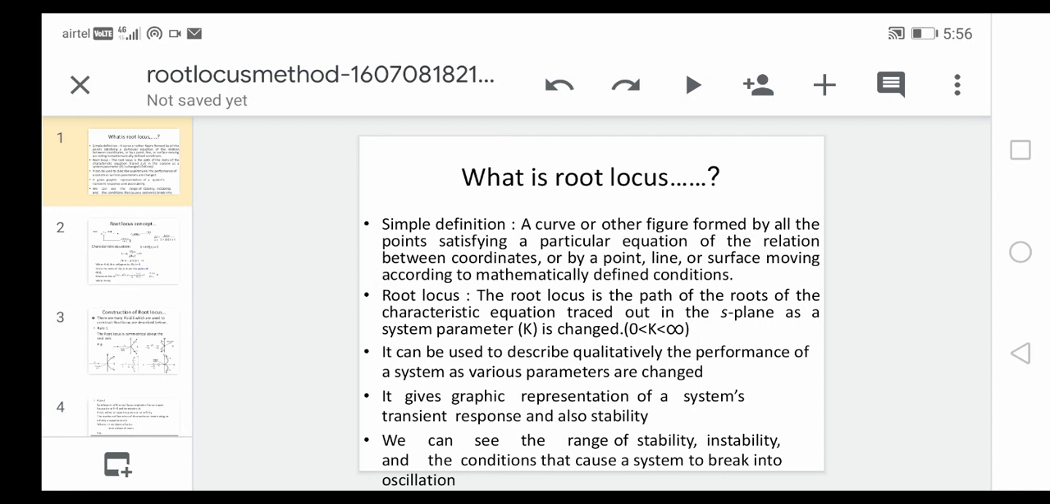In this lecture, I am going to discuss root locus. What is meant by root locus? What are the different rules to draw a root locus? And how are we going to find the stability of the system by using the root locus method?